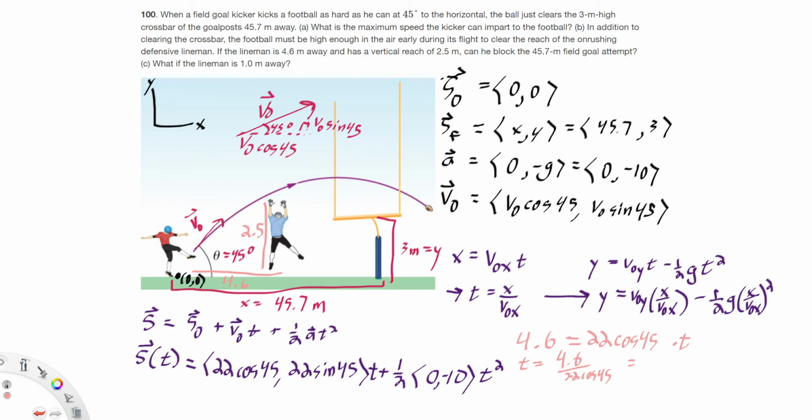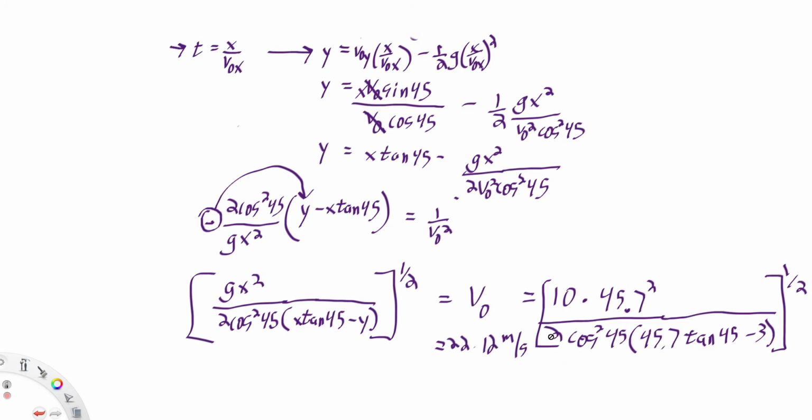Eric Tata says, where did you get the 22 from? From our last bit of work solving for the initial speed. And then I rounded 22.12 to 22 because I really can't be bothered with decimals on a Monday.